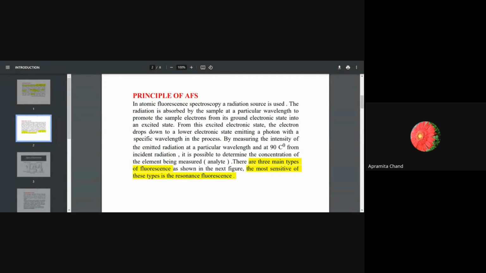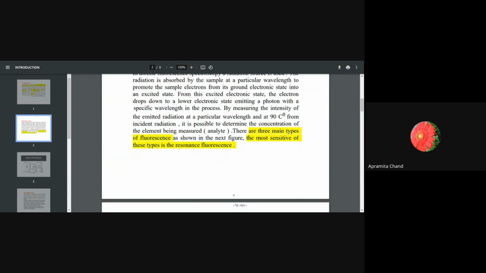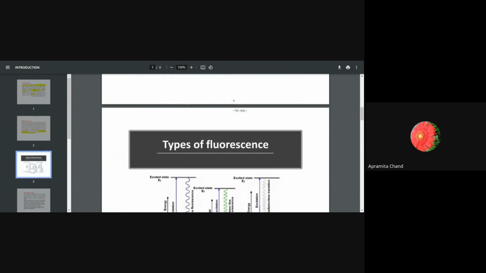Now, what is the principle of AFS? The same kind of principle is there. Radiation is being absorbed, going to the excited state, coming back to the electronic state. Here they are emitting a photon, and we're measuring the intensity of the emitted radiation. And there are three main types of fluorescence, the most sensitive of which is resonance fluorescence.